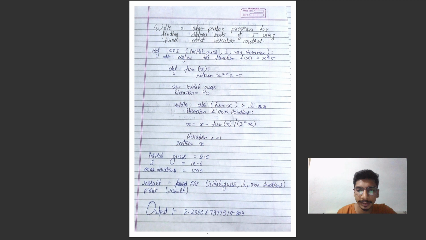As a result we got FPI. This function will return our result, taking the initial guess, tolerance level, and maximum iteration. Here we print the result, and as output, the square root of 5 will be 2.236067977915804. It is the approximate square root of 5 by the fixed point iteration method.